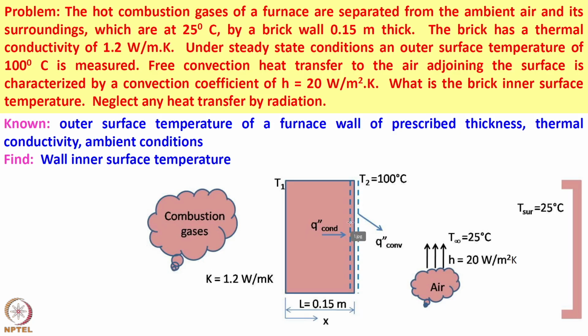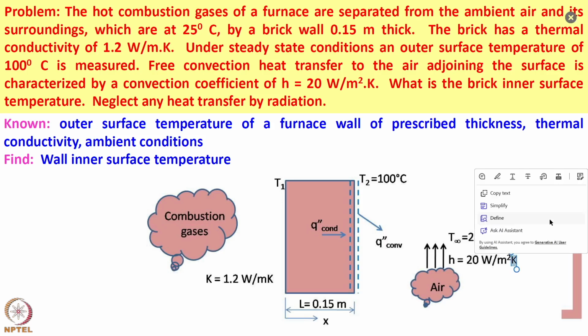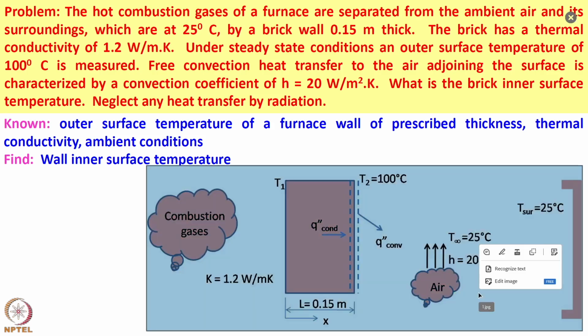Free convection to air and the adjoining surface is characterized by a convective coefficient of 20 watt per meter squared Kelvin. That is also given to you. Your ambient air is at 25 degrees. Same thing here, the T infinity is 25 degrees. So, we will just come back to this picture.